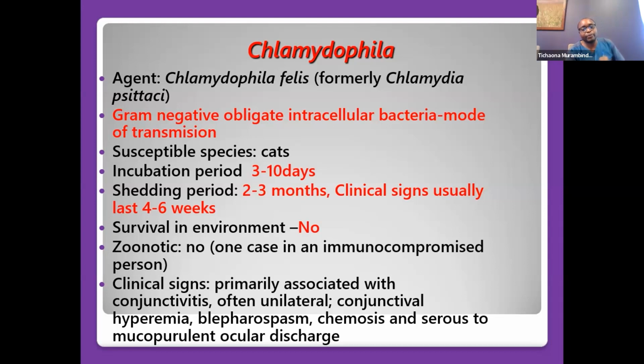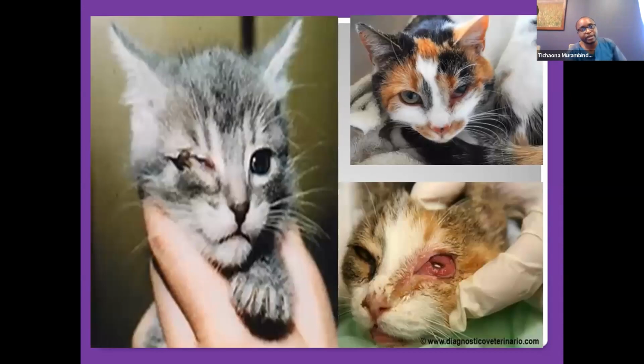The most common clinical sign is conjunctivitis, which is normally unilateral. It looks like this Halloween eye, the way it presents itself. If you Google Chlamydophila felis in cats, it's this ugly eye that is actually scary. So you see things like blepharospasm, the blinking, the chemosis, and serous or mucopurulent ocular discharges. The green discharges that you'll be seeing on the eyes will actually tell you it is a bacterial infection. Okay, so those are the photos of the case that we have for Chlamydophila felis.